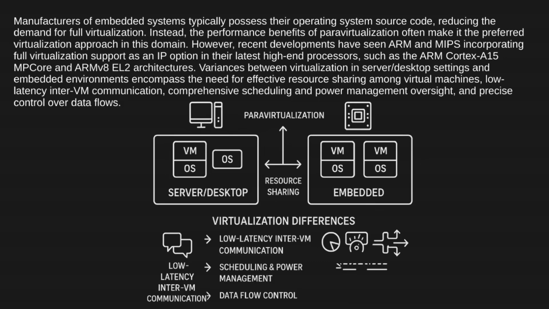However, recent developments have seen ARM and MIPS incorporating full virtualization support as an IP option in their latest high-end processors, such as the ARM Cortex-A15 MP core and ARM v8 EL2 architectures. Variances between virtualization in server desktop settings and embedded environments encompass the need for effective resource sharing among virtual machines, low-latency inter-VM communication, comprehensive scheduling and power management oversight, and precise control over data flows.